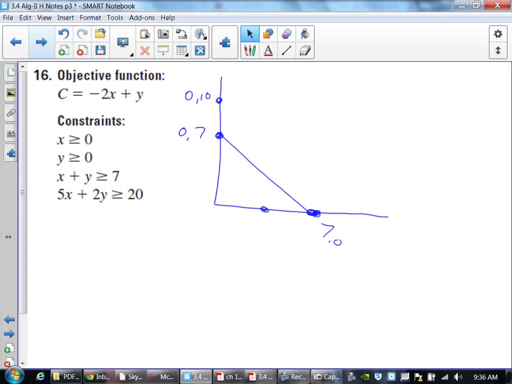Oh, I forgot the shade. Sorry, I'll do that in a second. So the first one I have to go back and shade. Is 0 plus 0 bigger than 7? No. Nope, so it's going outward.